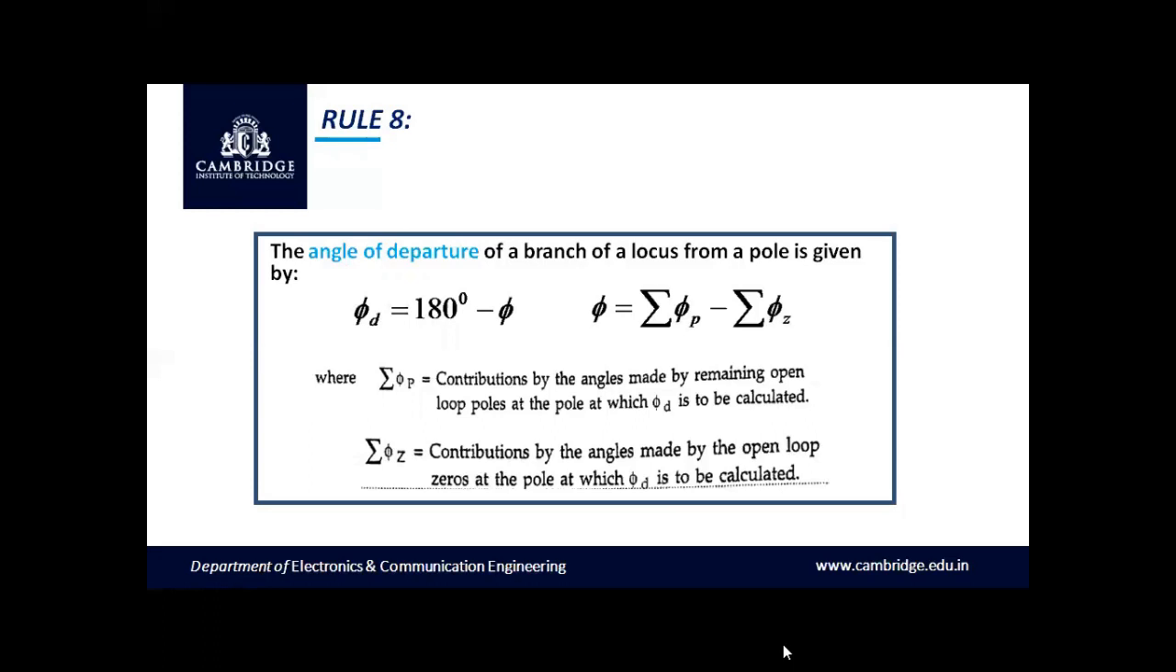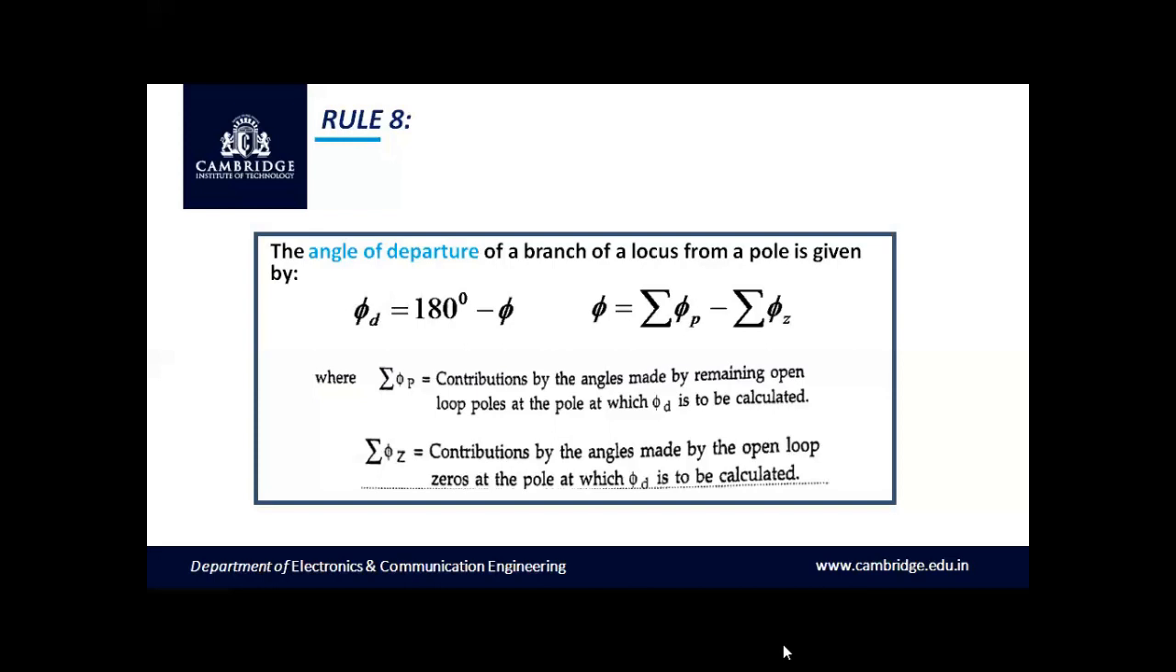This rule is applicable for complex conjugate poles or complex conjugate zeros. That is, for a given open loop transfer function, if we have any complex conjugate poles or complex conjugate zeros, then this rule becomes applicable. In rule number 8, we have two categories: angle of departure calculation at complex conjugate poles and angle of arrival calculation for complex conjugate zeros.